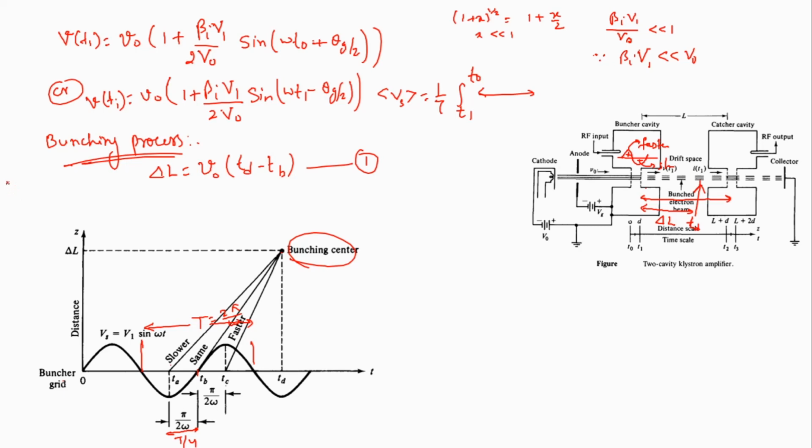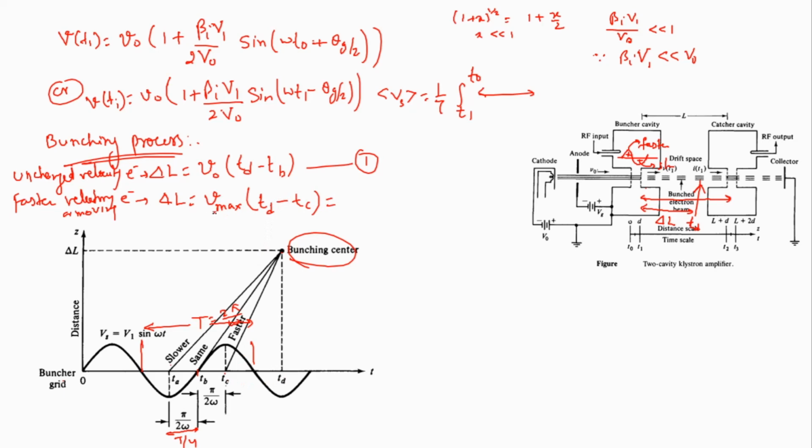Now for the faster electron, we write here unchanged. If we take the faster moving electron, with the faster velocity, then delta L for this will use the maximum velocity, because it is faster. And what should be the time taken by this? The faster electron will move from this point TC, so that will be TD minus TC. The time taken by this carrier will be TD minus TC.